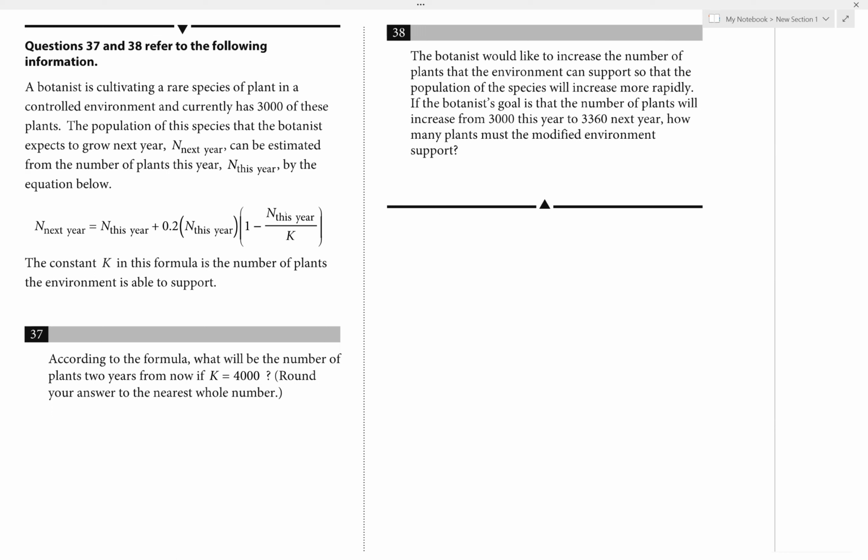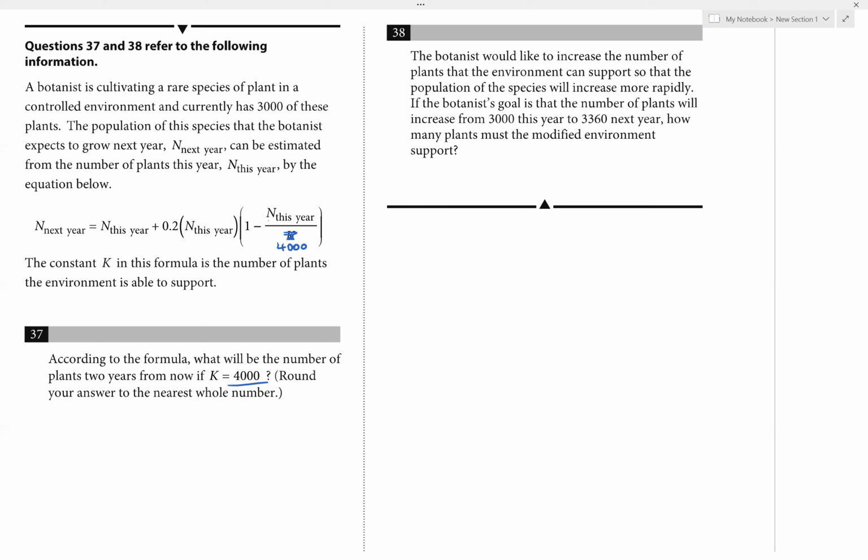So we want to know the number of plants 2 years from now. If you look at this formula, if you know the number for this year, we can plug it in for N this year, wherever we see N this year in the formula. And we know K is 4,000, so the K value is already 4,000. So if you know the number for this year, we can plug it into the formula and solve for the number next year.